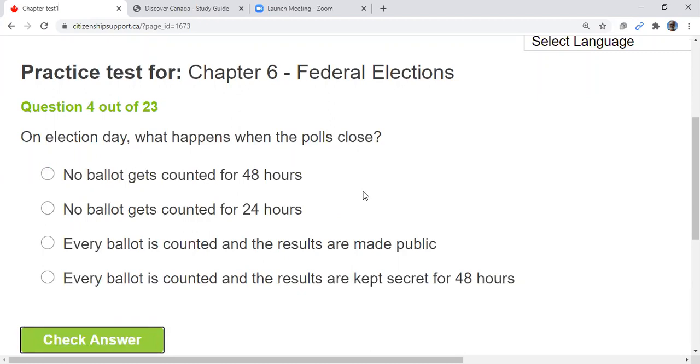On election day, what happens when the poll closes? Nobody gets counted. Teacher, this is the same page I read. Yeah, this is the page we did today. Right. I don't know. One second. It's number 8. It's the very last one. Oh, yeah, the last one.